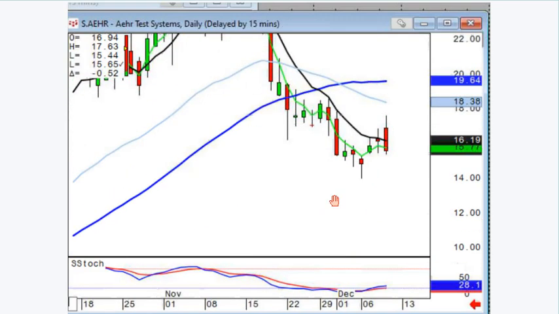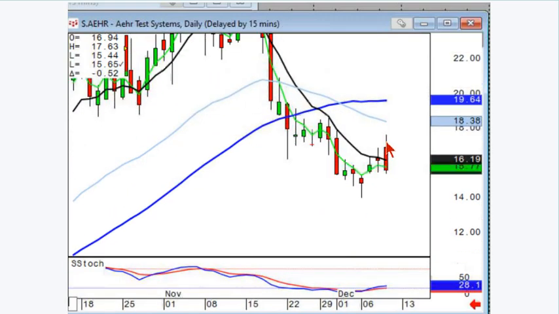AEHR is a perfect example too, that if this opened positive and was trading positive, good chart. But as soon as it came back down through the T-line and definitely closed here, you close it out because of that T-line rule. That if it closes below the T-line, the probabilities are extremely strong. You're still in a downtrend.